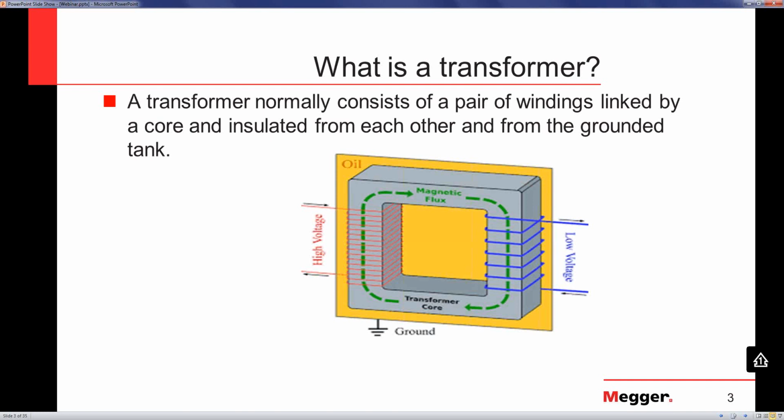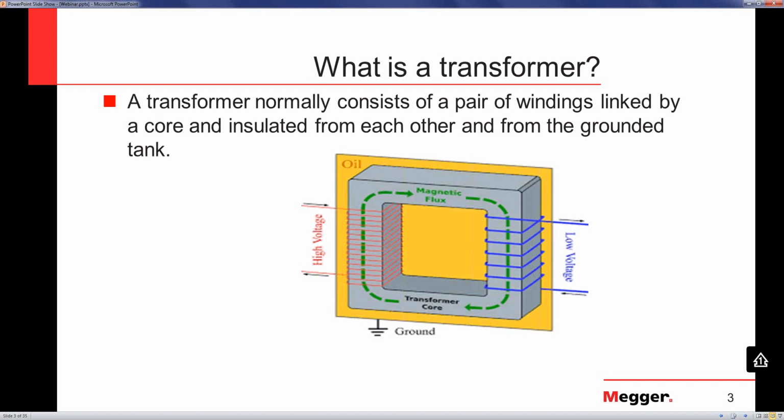This is the most simplistic representation of a transformer. You have two windings wound over a core. The windings represent the electrical circuit and the core represents the magnetic circuit. When you apply an AC voltage on one of the windings, an alternating flux is set up in the core, and this flux causes an EMF to be induced in the other winding as well. The EMF induced per turn is the same, so the voltages induced in both the windings are proportional to the turns of the windings.